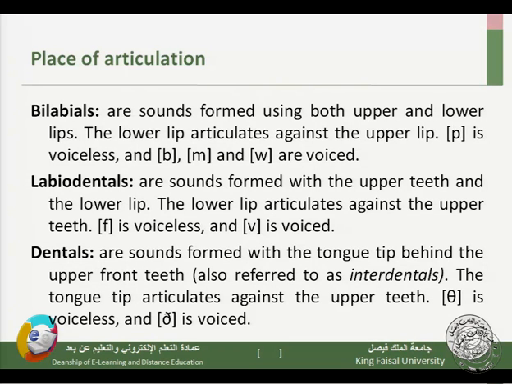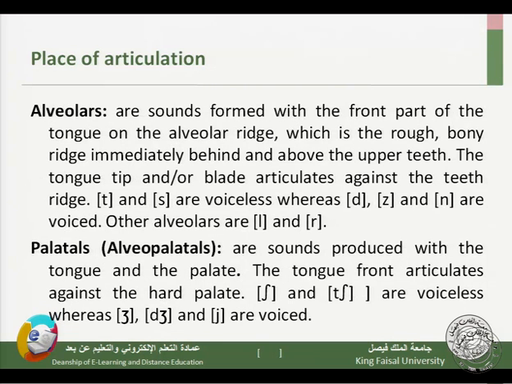Th, that's voiceless; the, that's voiced sound. Another place of articulation, where we produce other sounds, is the alveolars. Alveolars are sounds formed with the front part of the tongue. We are not speaking about the tip of the tongue, but the front part. And the front part can be the tip or what is behind the tip.